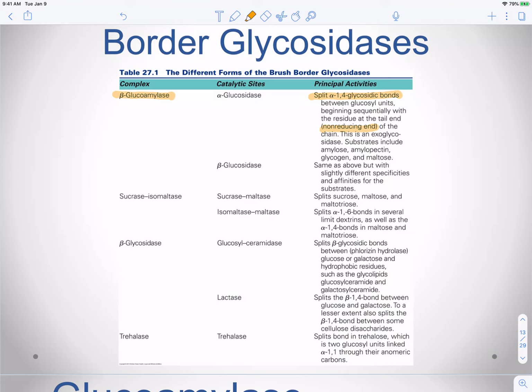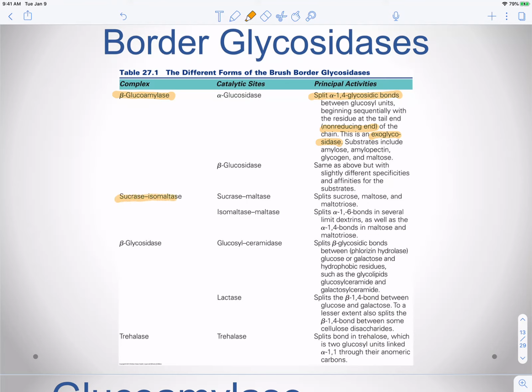So again, our alpha amylases could not work on the non-reducing end. Our beta-glucoamylase can, which the catalytic site is our alpha-glucosidase. It's called an exoglycosidase, and it's going to work on those amylose and the amylopectin that were made by the alpha amylases, as well as glycogen and maltose. It also has another site. It's a beta-glucosidase that can work on the same things that the alpha-glucosidase did, but it has just different specificities. So, but together they can break down a lot of the molecules.